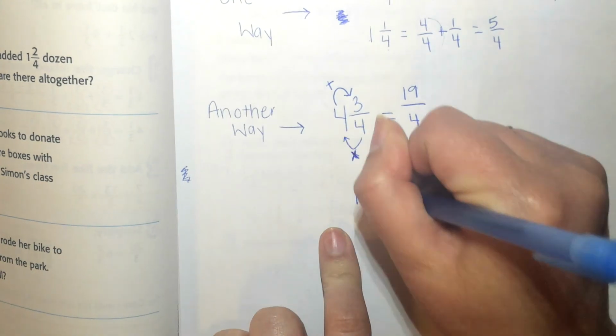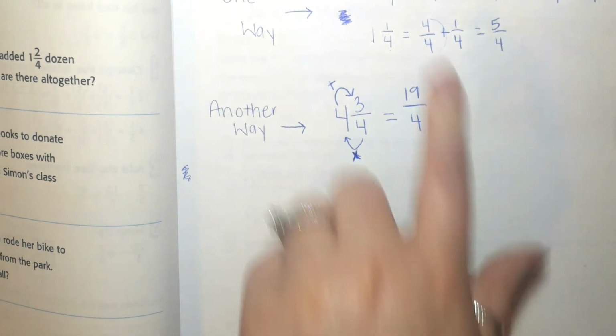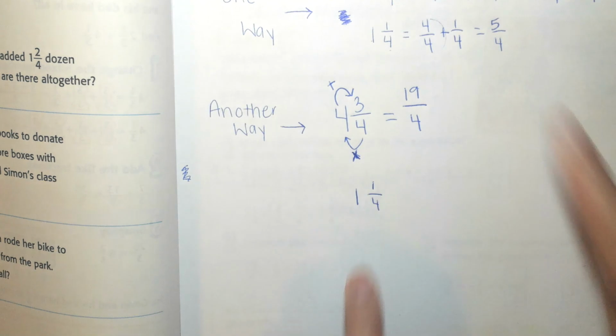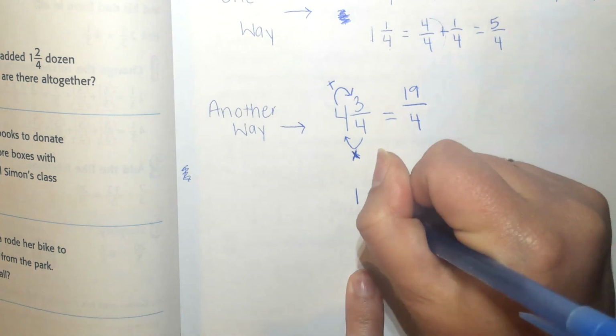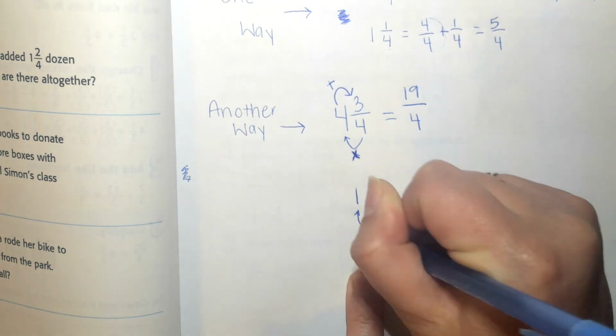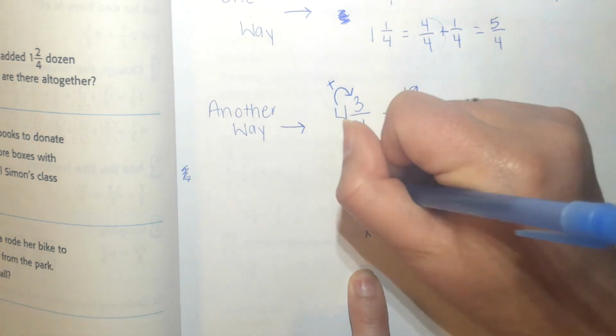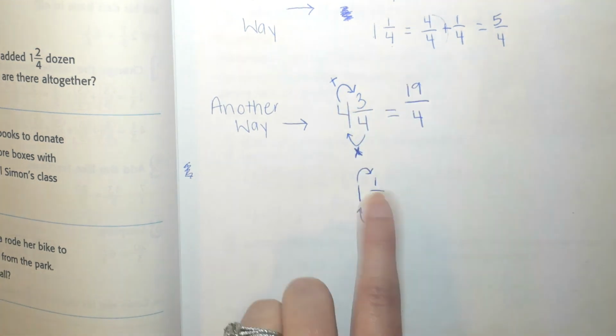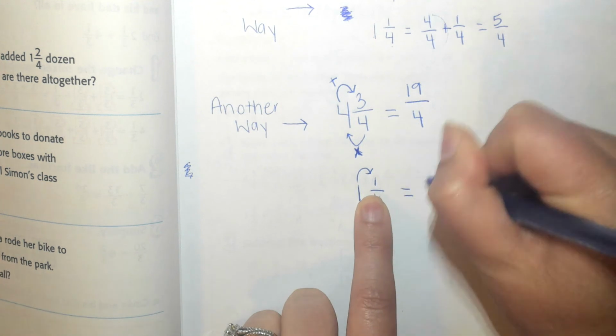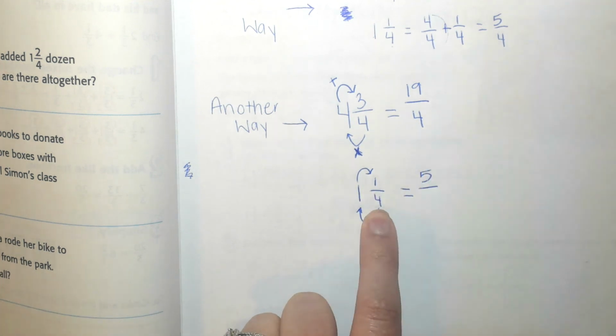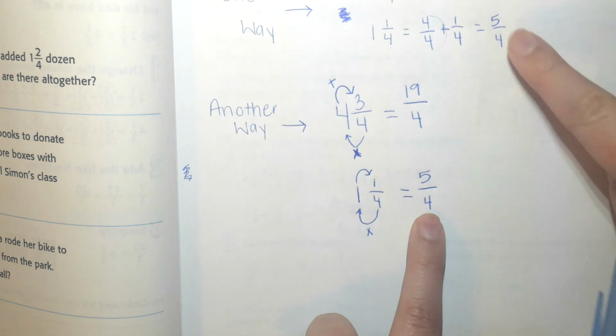1 1/4. Up here, we got 5 fourths. So following those same steps that I told you, you take the denominator, multiply it by the whole number. 4 times 1 is 4. And then you add that 4 plus 1 is 5. And keep the denominator the same. 5 fourths, which is the same thing we got up here.